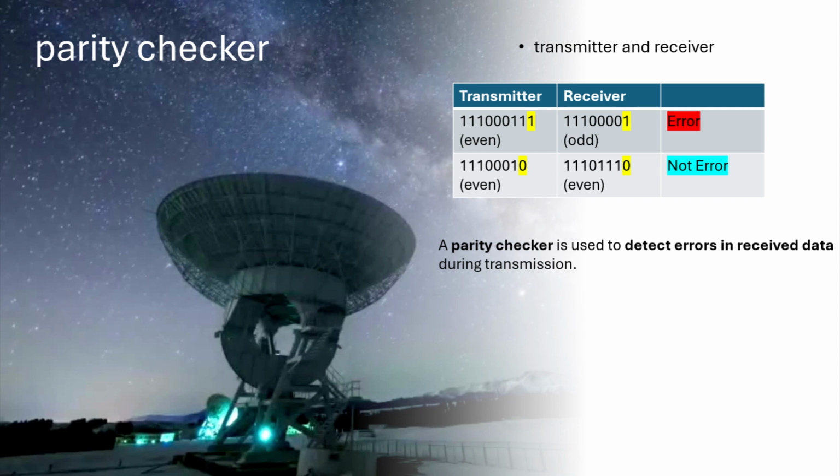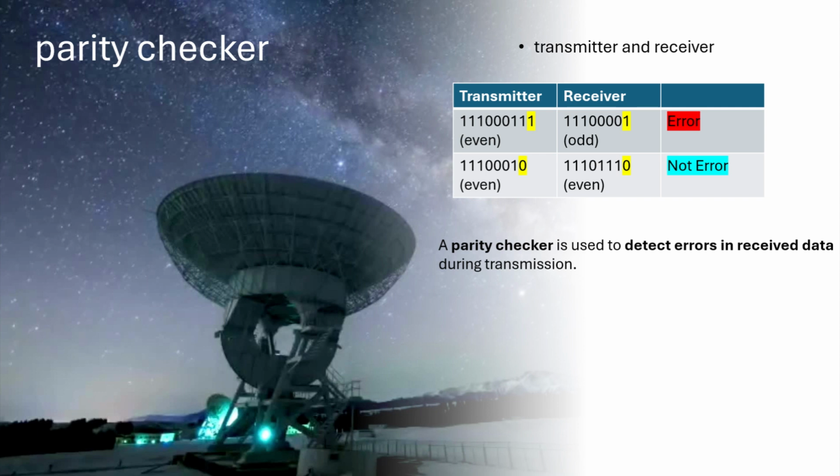The parity checker asks one simple question. Just one. Does the total number of ones in the received data, including the parity bit, match the agreed rule? If the answer is yes, then no error is detected. If the answer is no, then an error is detected. Let me show you the examples on the slide.